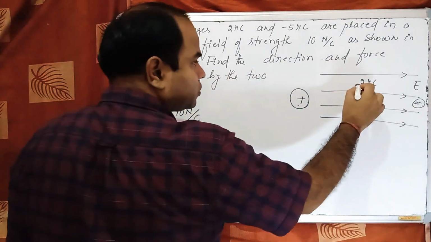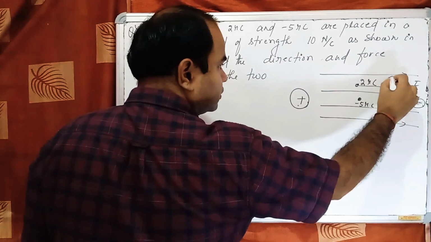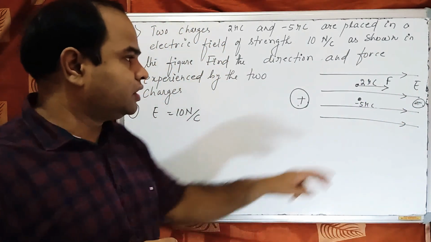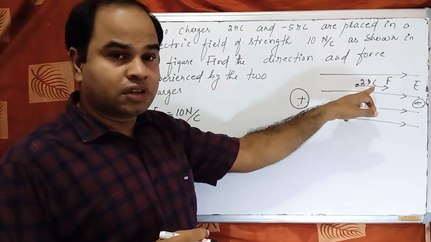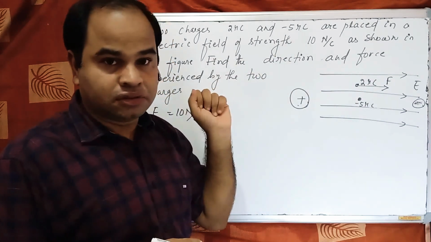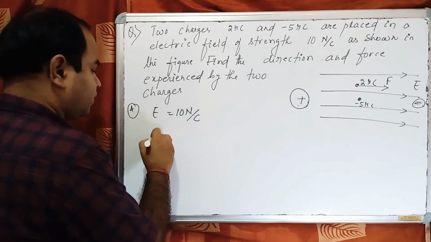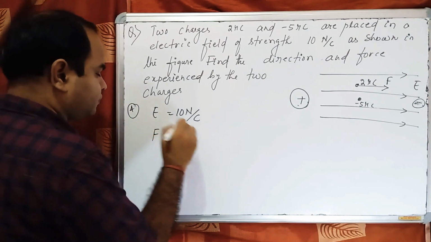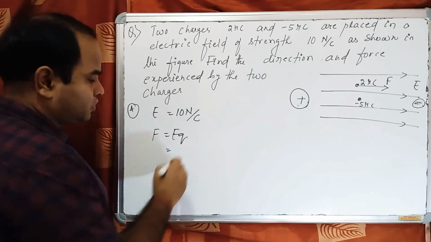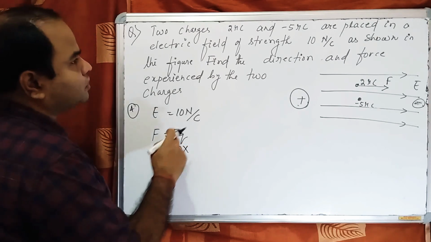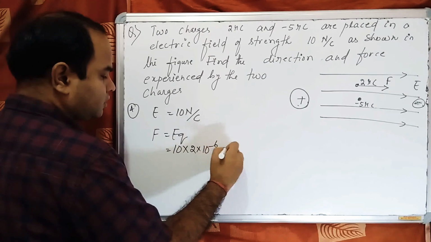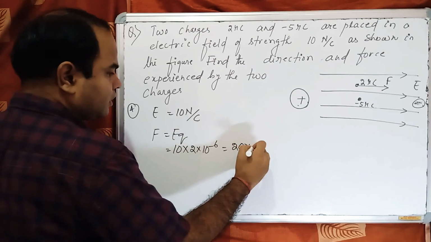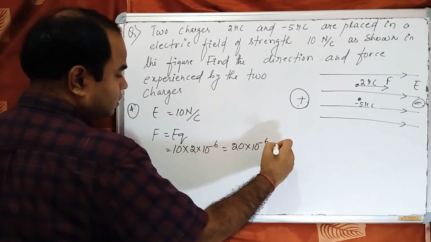So the direction of force for the 2 microcoulomb charge is along the direction of the electric field. The magnitude: F is equal to Eq. E is 10 and the charge is 2 microcoulomb, that is 2 into 10 to the power minus 6. So it is 20 into 10 to the power minus 6 Newton.